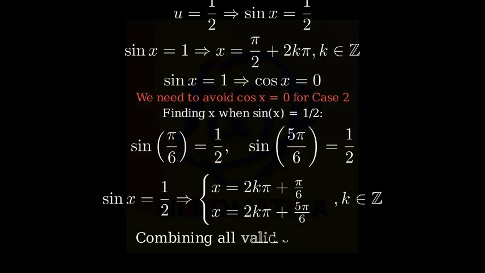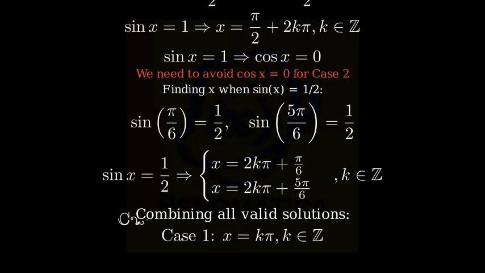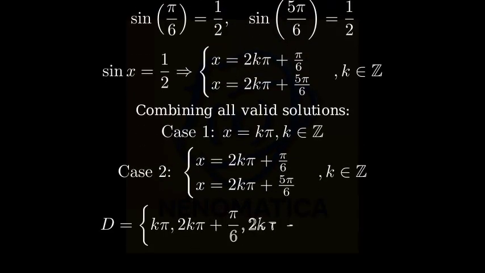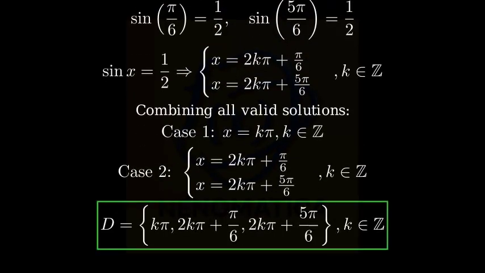Now, let's combine all our valid solutions. From case 1, we have x equals k pi. From case 2, we have x equals 2k pi plus pi over 6, and x equals 2k pi plus 5 pi over 6. Therefore, the complete solution set is D equals the set containing k pi, 2k pi plus pi over 6, and 2k pi plus 5 pi over 6, where k is any integer.